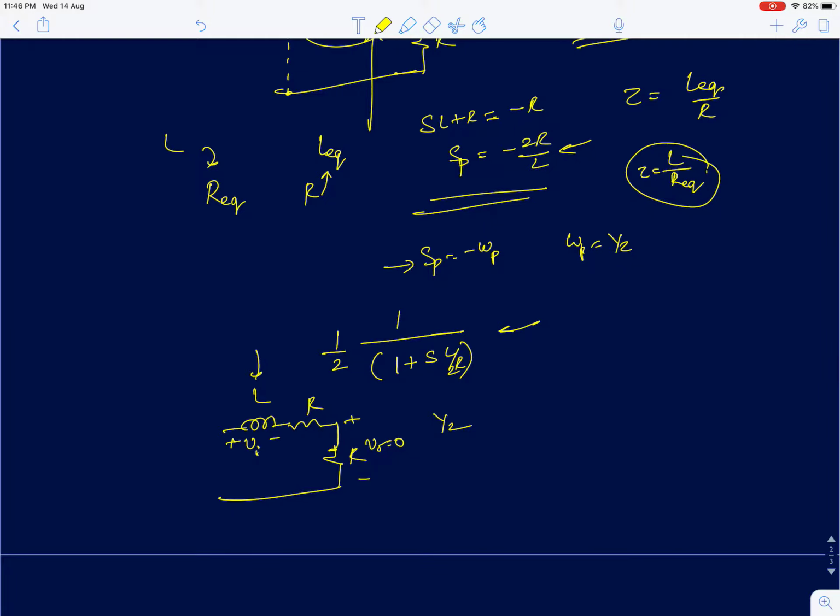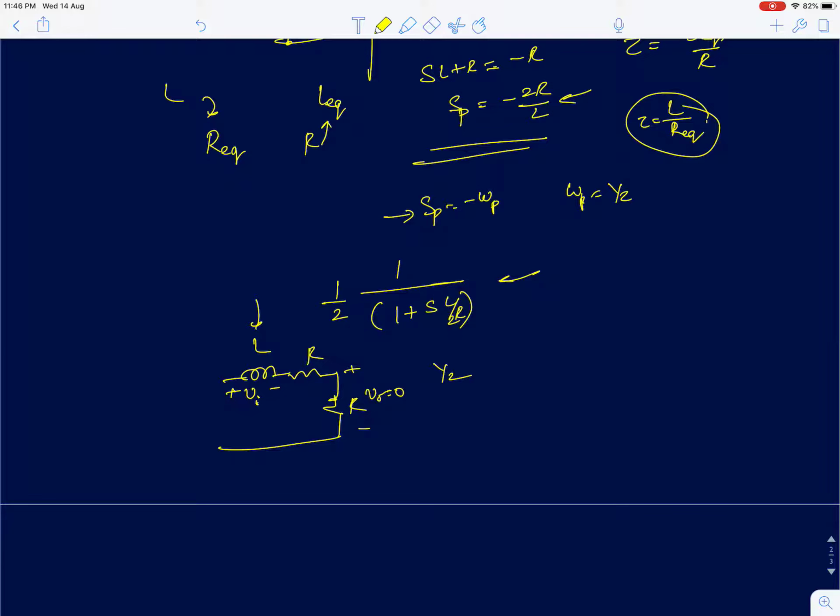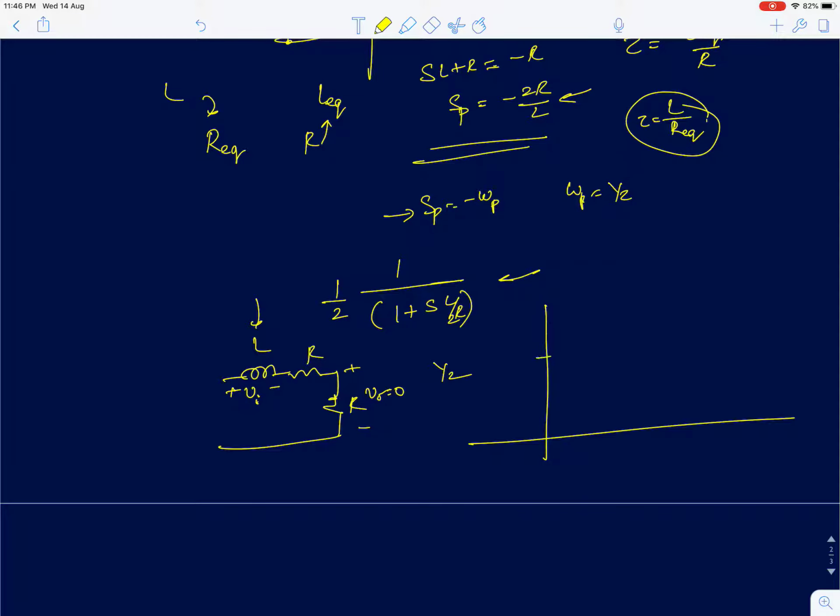And that's nothing but a low pass filter. Right? It completely rejects the higher frequencies. So if you plot the frequency response, you start with half and then you should normally plot it on the logarithmic axis. So this half will be minus 3 decibels. When you take 20 log of half, it's minus 3 dB. And then it will roll off at the slope of minus 20 decibels per decade.